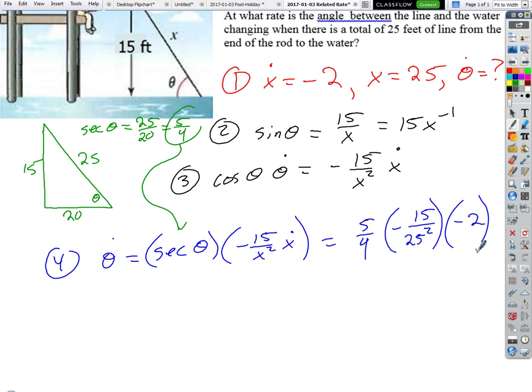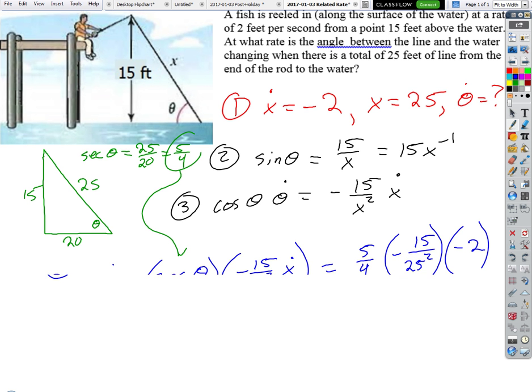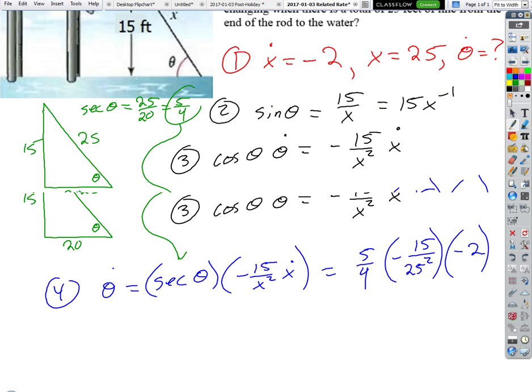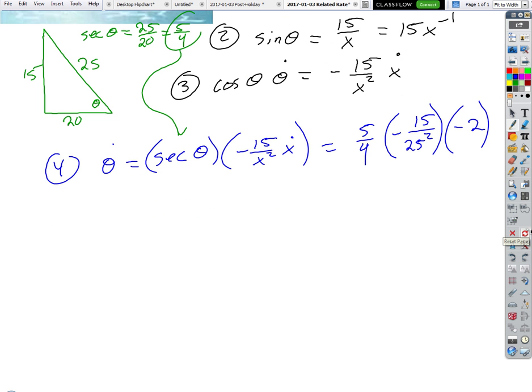Radians per whatever, what's our time unit? Seconds, so radians per second. So I'm just going to get some number of radians per second, right? Okay, whatever that number is. Does that make sense?